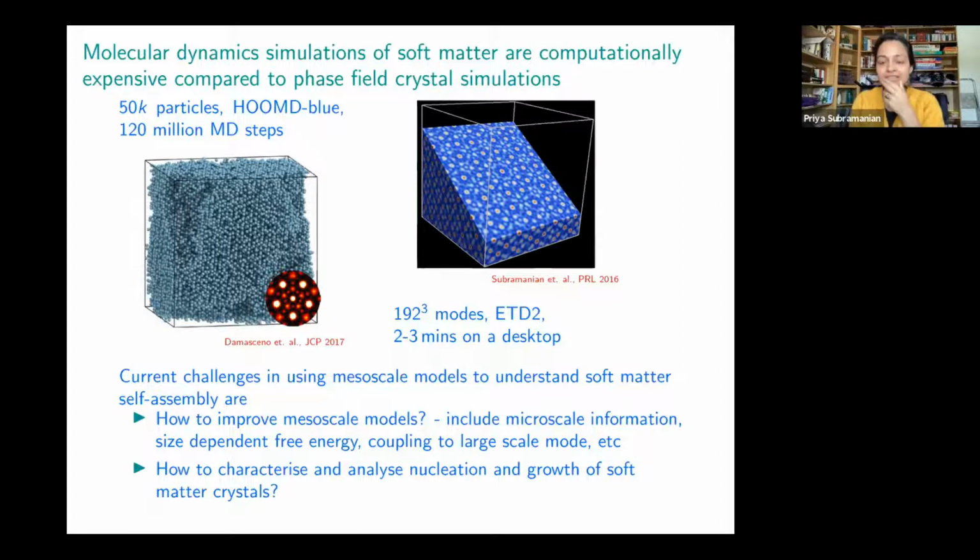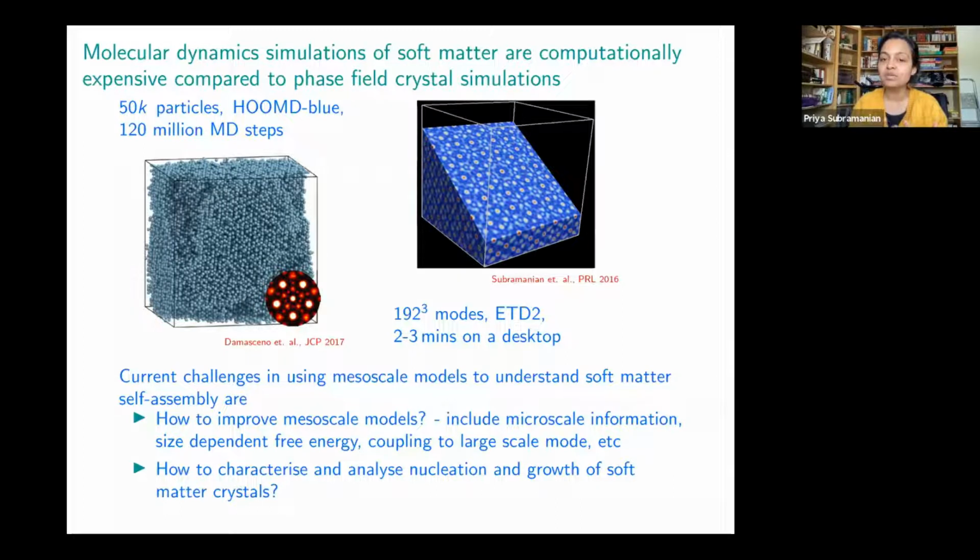As opposed to that, the phase field crystal model result of a similar box size, so it's now 192 cubed points in this cube, and I've sliced it at an angle to show you the fivefold rotational axis of the icosahedral symmetry. And this takes about 2 to 3 minutes on a desktop to simulate from random initial conditions. So mesoscale models allow us to explore the parameter space and to identify interesting parameters where we might want to do more intensive computations.